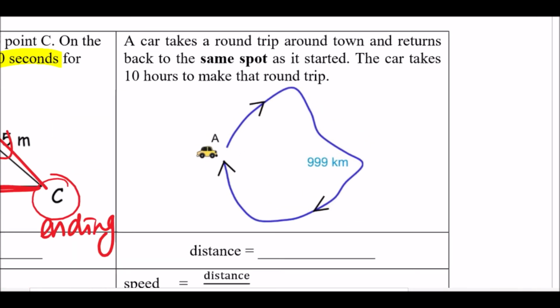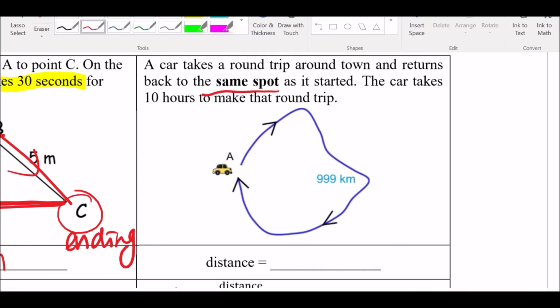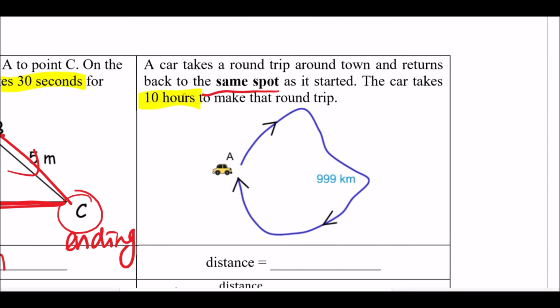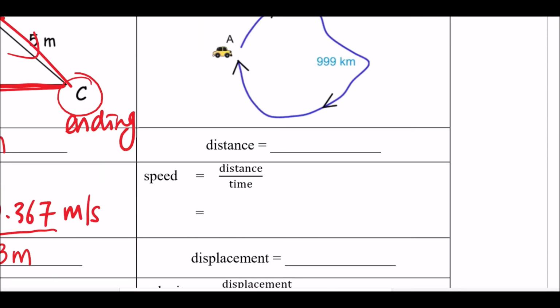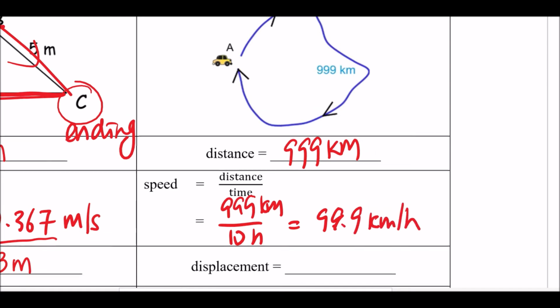Moving on back to this exaggerated example. Again, a round trip around the town and arrives back at the same spot. This time it takes 10 hours for the car to make this round trip. The distance we already knew just now, 999 kilometers. So what is the speed? Simply take the distance, divide by time taken, and you get yourself 99.9 kilometers per hour. Simple, this one we already know.